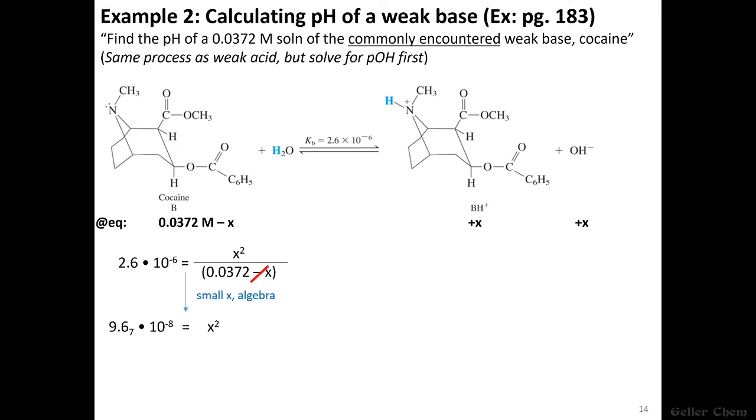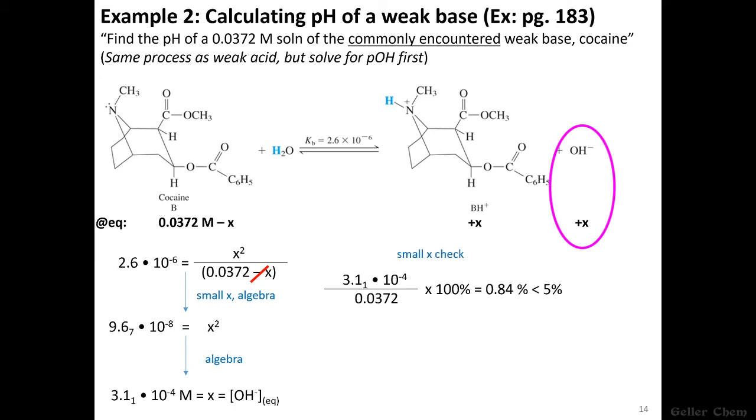and then we're going to do some algebra, and it brings us to what we see here. Then we do more algebra to solve for x. In this case, the x value gives us our hydroxide concentration. And we're going to do a quick small x check, prove that it's less than 5%, which it is. And then we'll take that hydroxide concentration that we solved for and take its negative log to calculate the pOH.